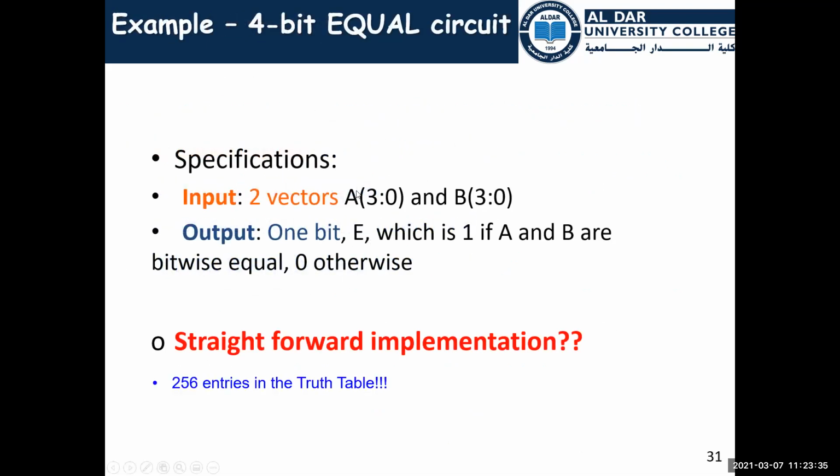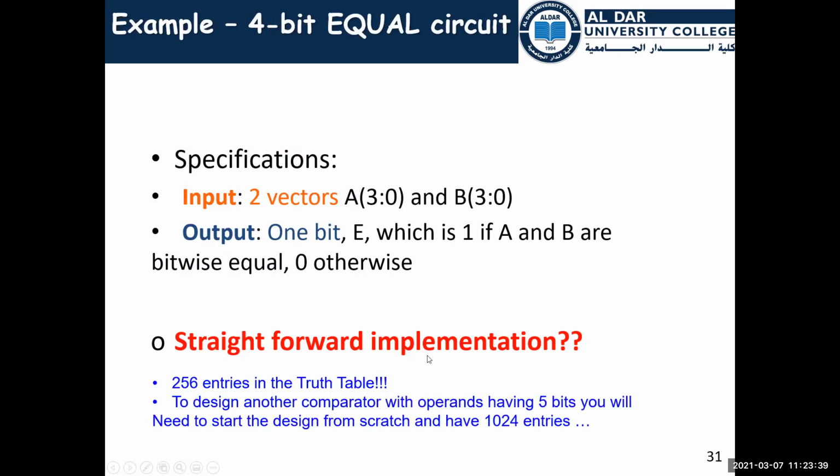This is for if I want to compare two variables with four inputs. What about if I have two variables with five inputs? I will have 10 inputs or 10 bits. This means 2 to the power 10, which is 1024 entries in the truth table. This is not going to work. This is not feasible. You cannot do that.